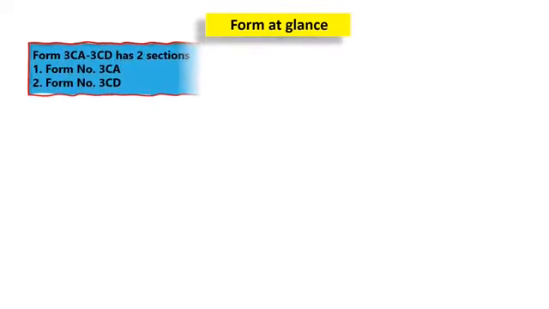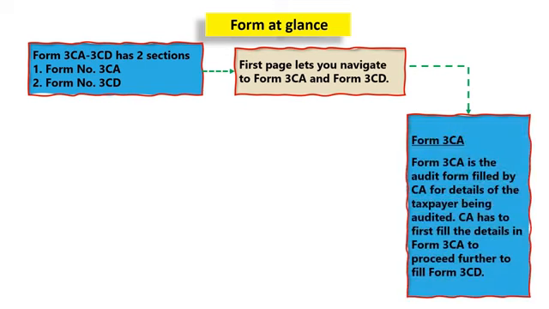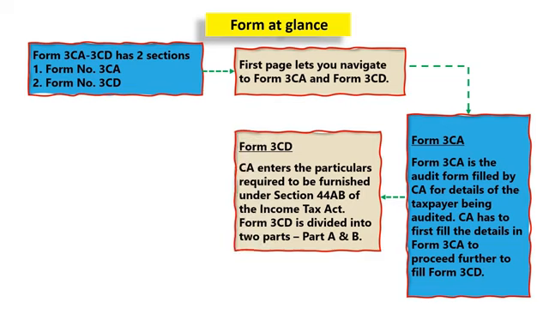Let us look at the form at a glance. Form 3CA, 3CD has two sections. The first page lets you navigate to Form 3CA and Form 3CD. Form 3CA is the audit form filled by the chartered accountant for details of the taxpayer being audited. CA has to first fill in the details in Form 3CA to proceed further to fill Form 3CD. In Form 3CD, chartered accountant enters the particulars required to be furnished under Section 44AB of the Income Tax Act.